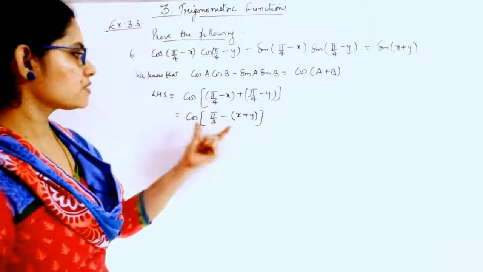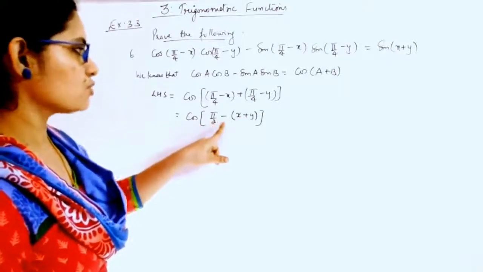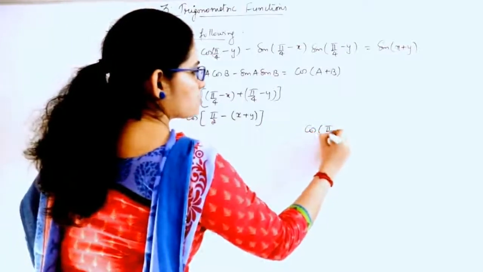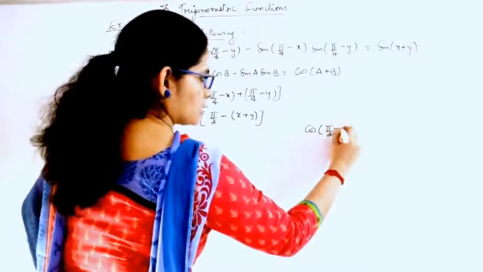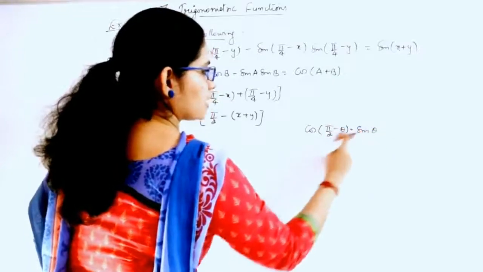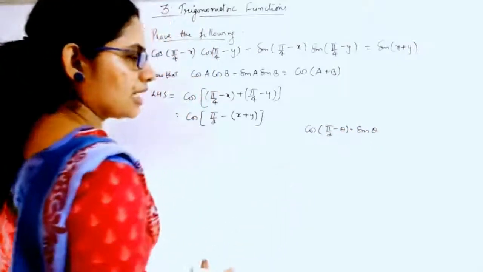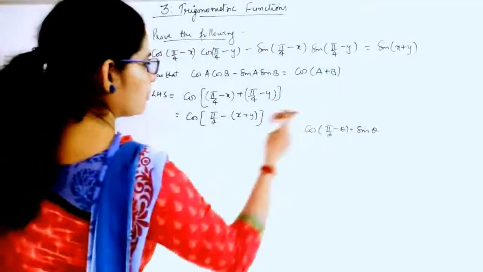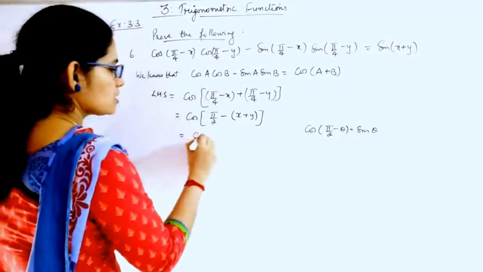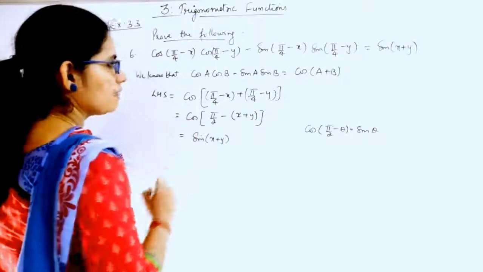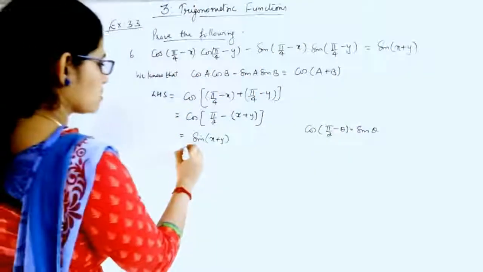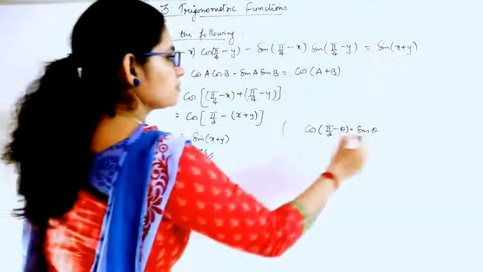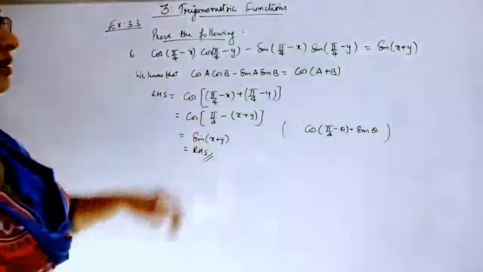Now we can compare this with cos of pi by 2 minus theta. Suppose this is theta. You know that cos of pi by 2 minus theta will give you sine of theta. If it is pi by 2, you get the opposite function, so you get sine. And pi by 2 minus theta is in the first quadrant, where everything is positive, so you get plus sine theta. So what will this be? Sine of x plus y, since instead of theta you have x plus y, and that is your RHS. So LHS is equal to RHS. You have used two formulae here: one is this, and the other one is this.